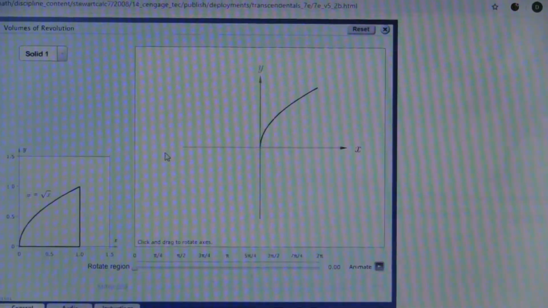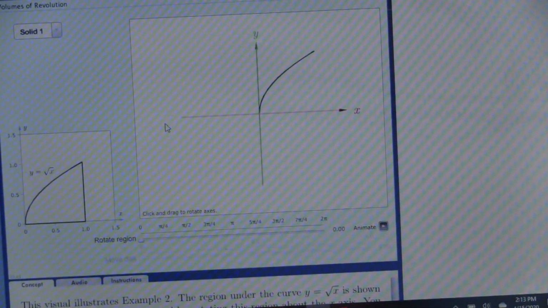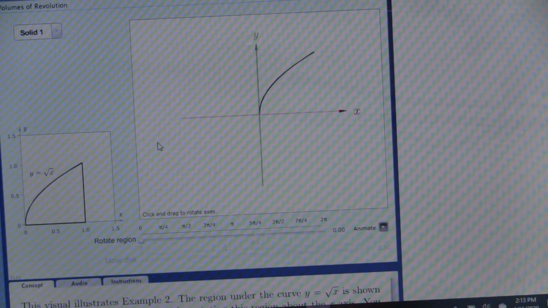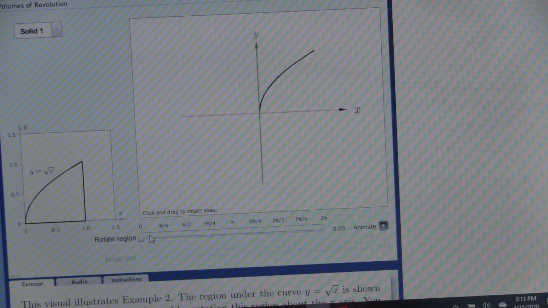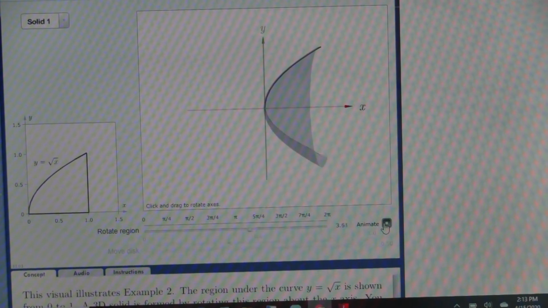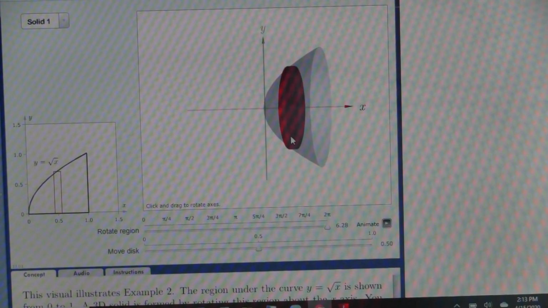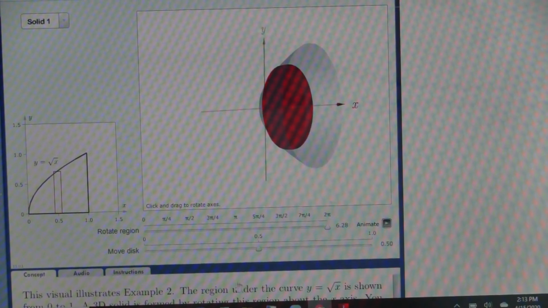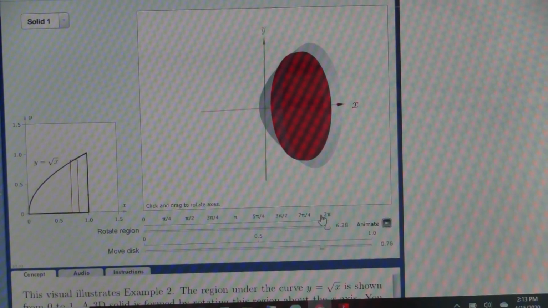I just went to the place where I had the website that I showed you. And so here, if I can make it do the animation and rotate it. And so there is when it rotates it around the x-axis, right? And then it shows you a typical disc if they were to slice it. And you can move that disc here. So you can move that disc. And so you can see that that disc gets smaller and larger as you go.